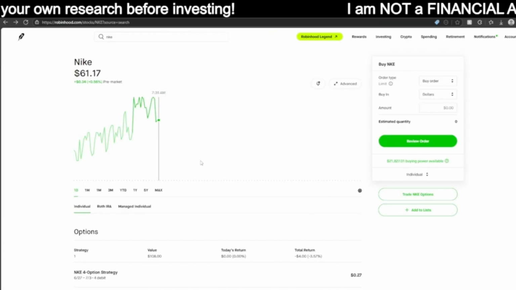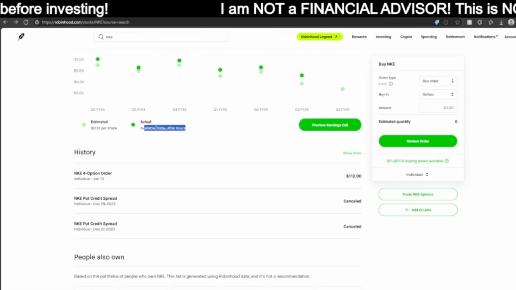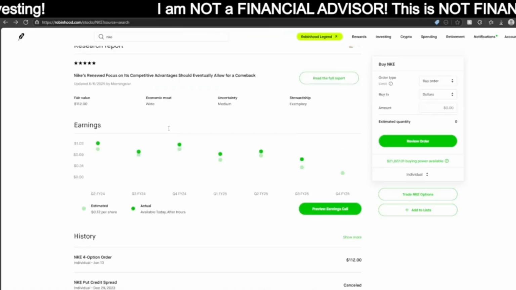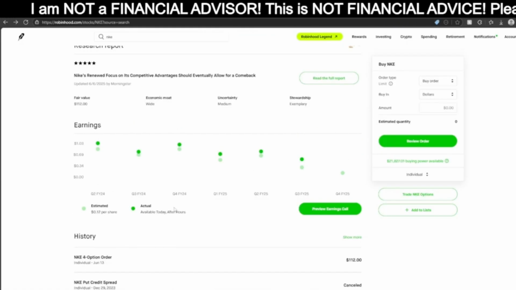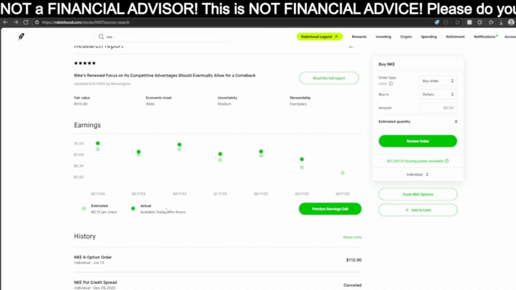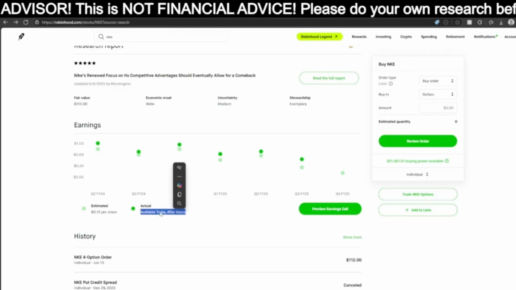Let's take a look at Nike. The reason why I do Nike is because, believe it or not, Nike has their earnings coming out today after hours. Now, something to keep in mind when you're doing straddles and strangles is that it's a really big gamble if you're doing it the day of earnings. Okay, just so you know.